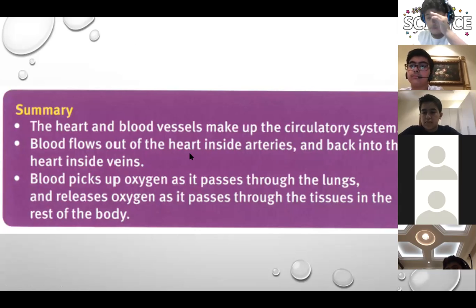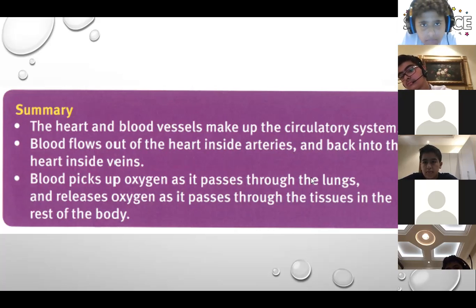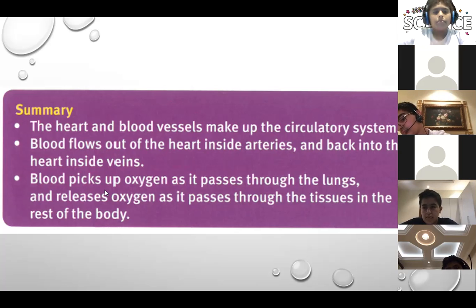Assalamu alaikum, Mr. Summary: the heart and blood vessels make up the circulatory system. Blood flows out of the heart inside arteries and back into the heart inside veins. Blood picks up oxygen as it passes through the lungs and releases oxygen as it passes through the tissues in the rest of the body.